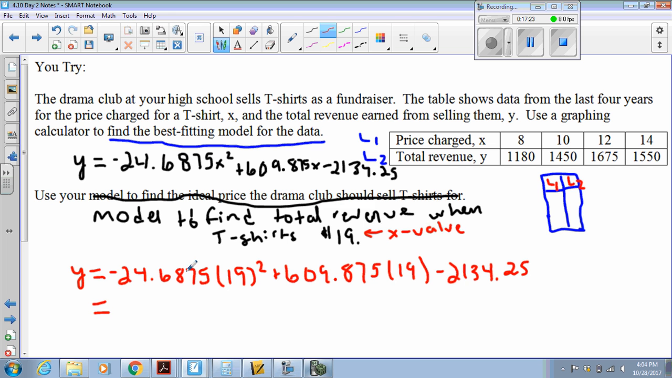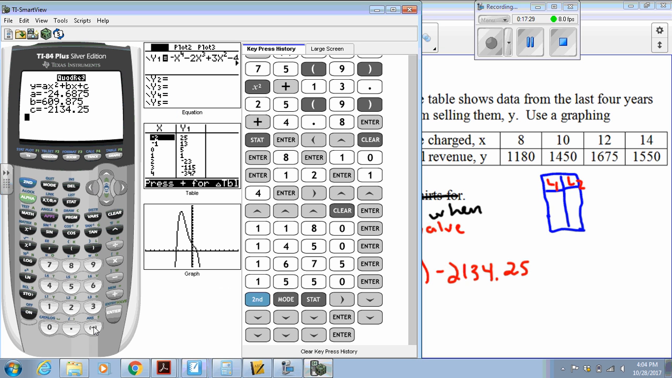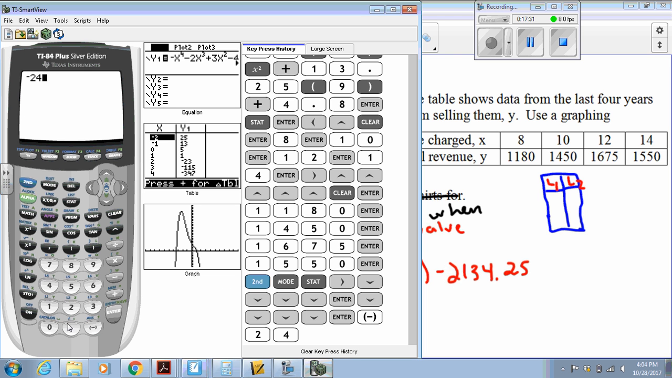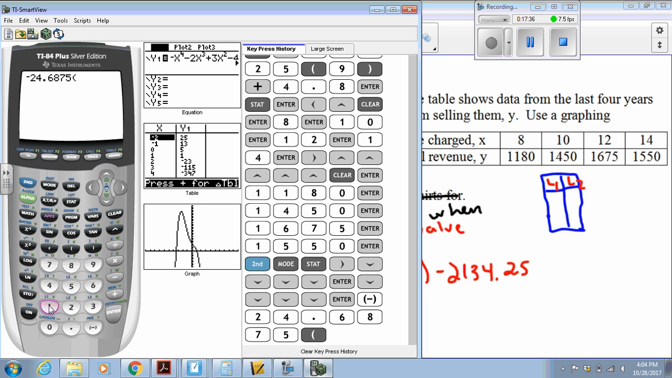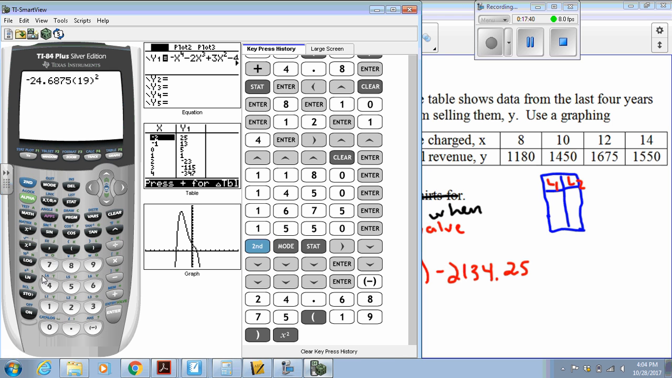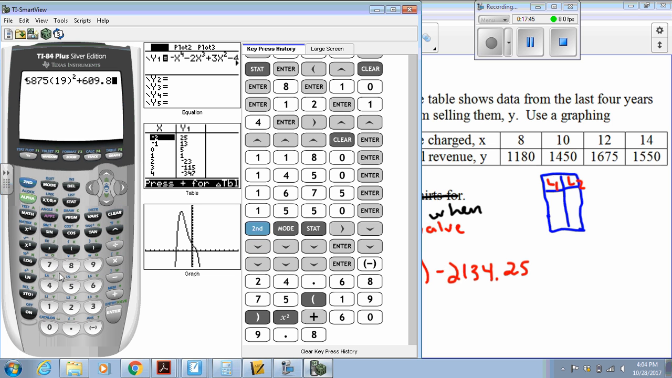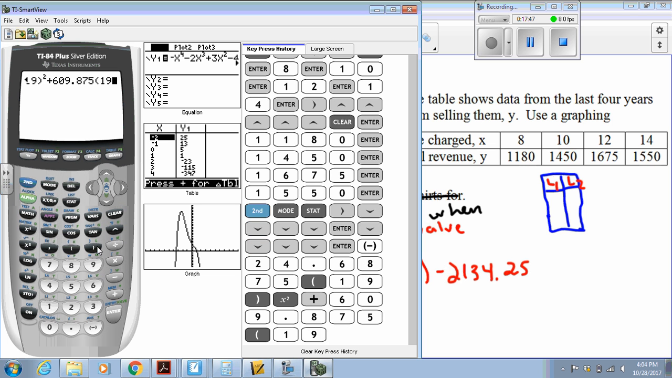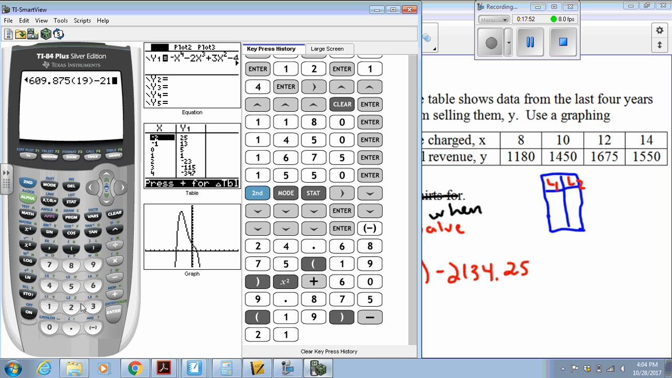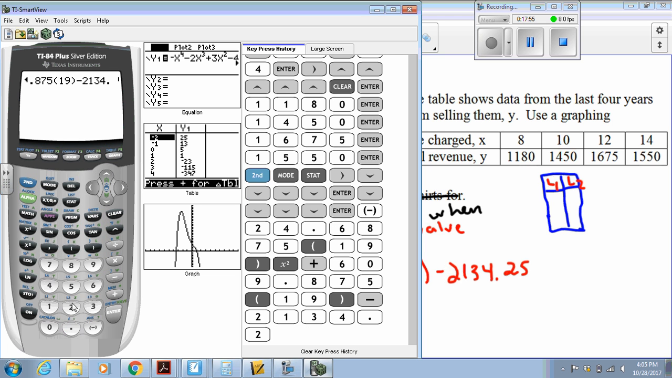So I would advise plugging this whole thing into your calculator so you can get your final revenue. So I have negative 24 point, and then I put 19 squared, then plus, and then multiply by 19 again, and then at the end minus, there we go. Okay, go ahead, press enter. There we go.